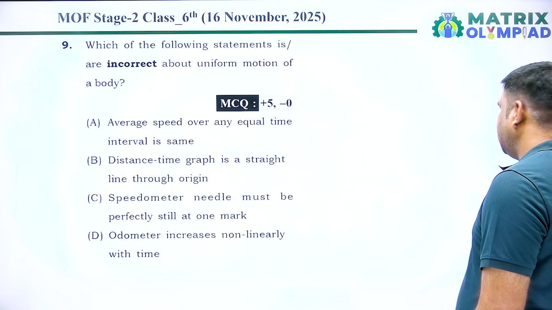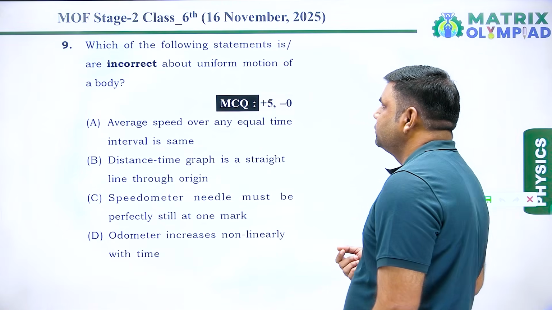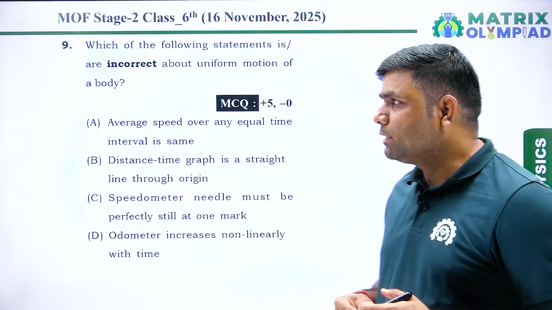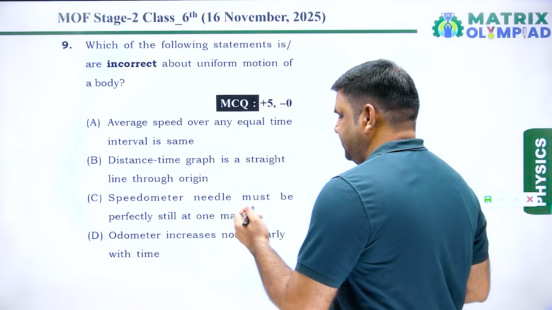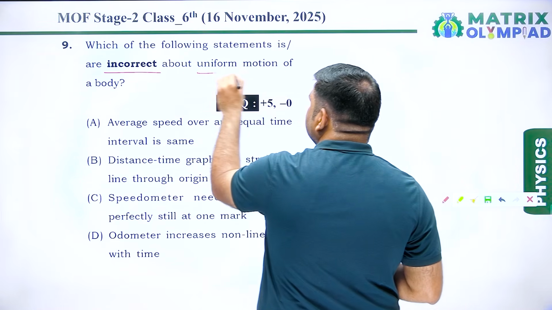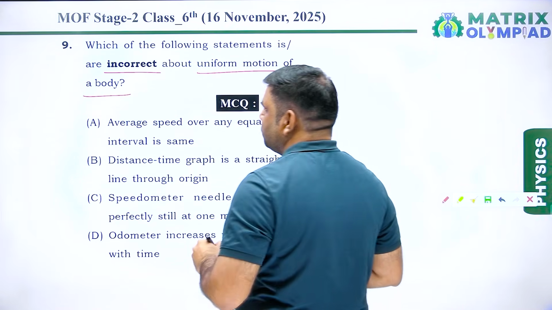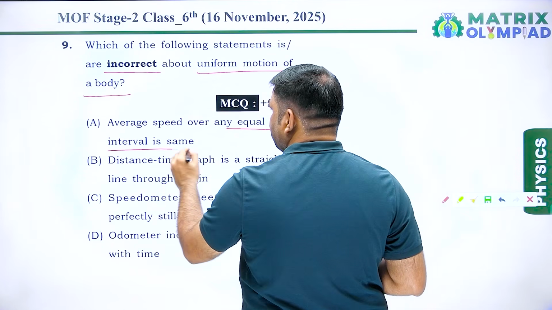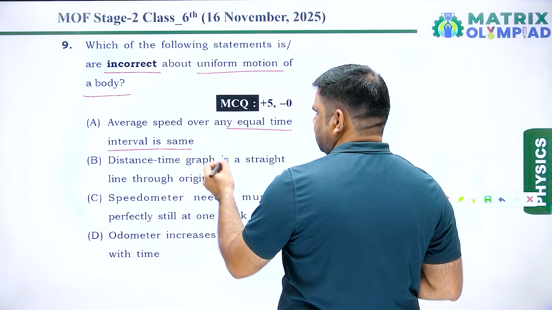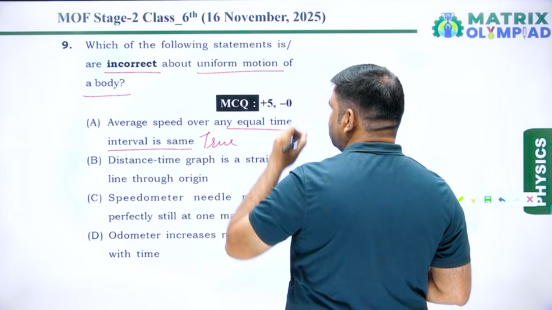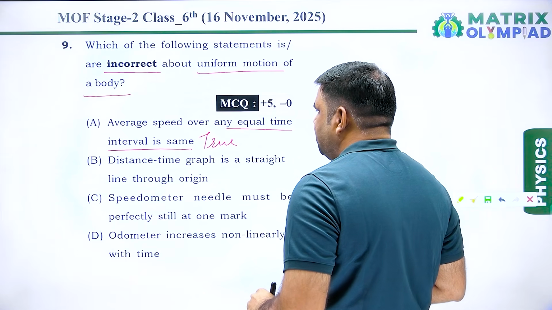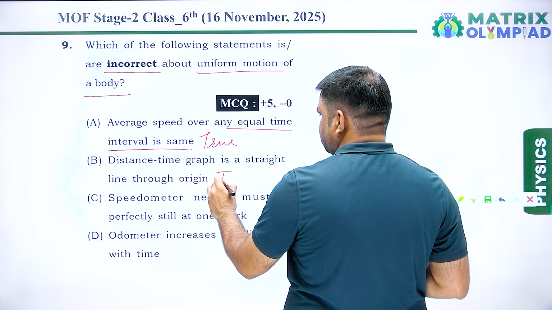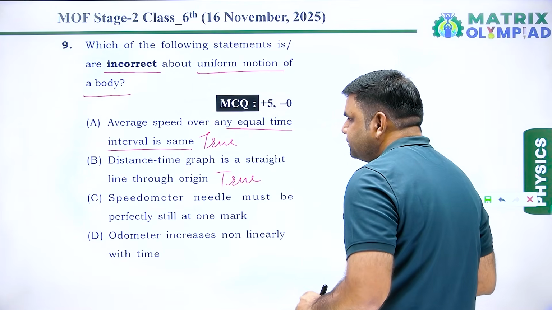So in question number 9, we have a multiple choice type question. So more than one option can be correct. In question number 9, we have to find what is incorrect about uniform motion of a body. Option A: average speed over any equal interval of time is the same. The statement is true for uniform motion. Distance-time graph is a straight line through origin. Yes, it is also true because there is uniform motion.